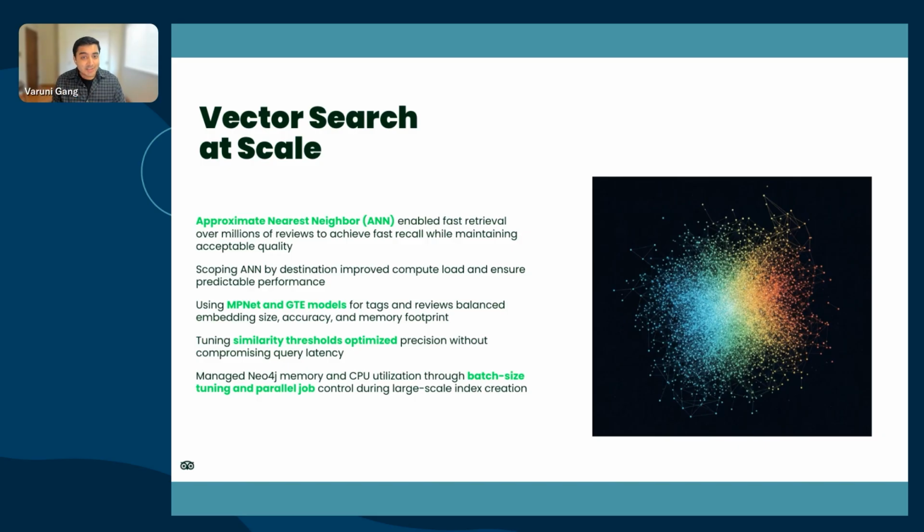We then tuned similarity thresholds to control for precision and recall. This is how we prevented music from matching musical instruments or pool from matching pool table. And finally, to handle the operational scale, we tuned the batch size and parallel job control, so Neo4j could process billions of embeddings efficiently without overloading CPU or memory. In the end, a combination of these turned Neo4j into a powerful semantic retrieval engine at a global scale.